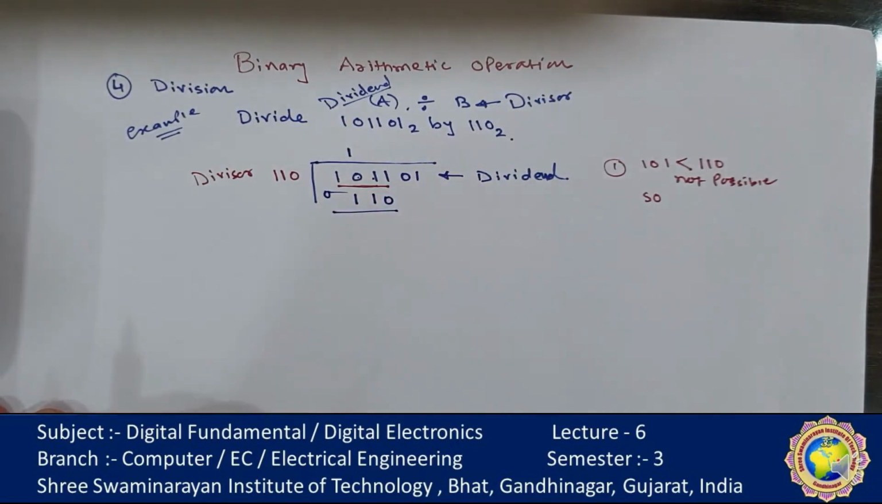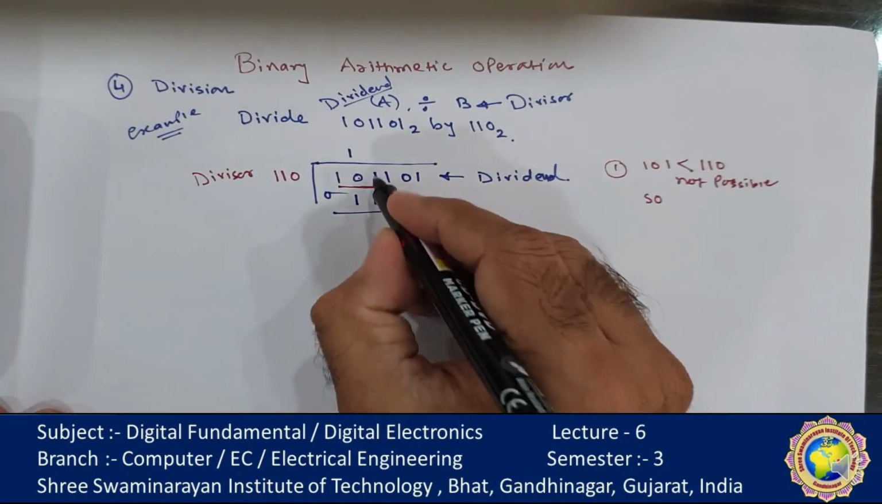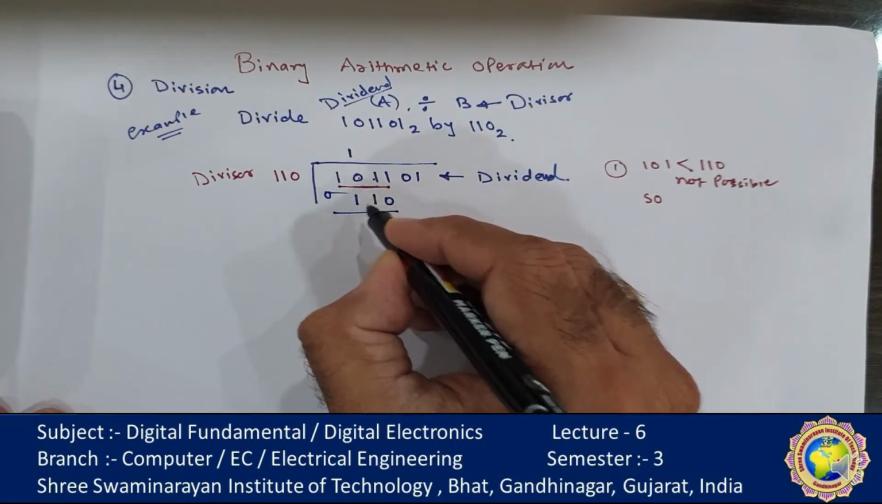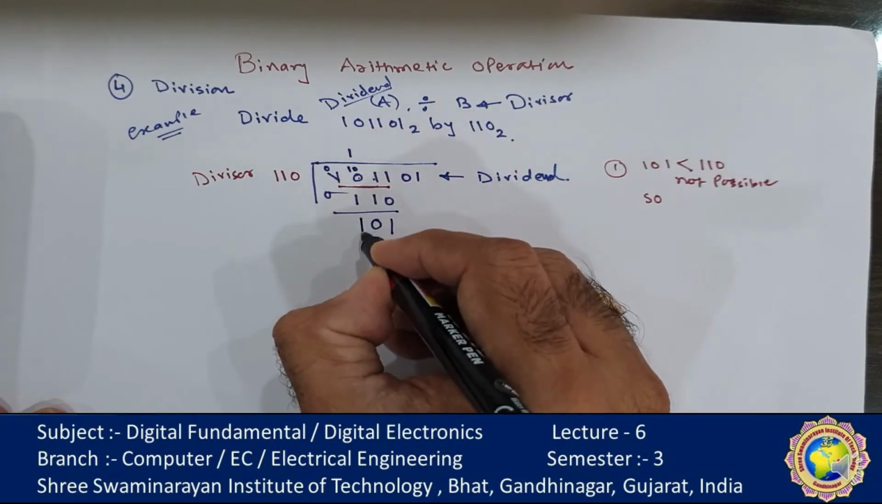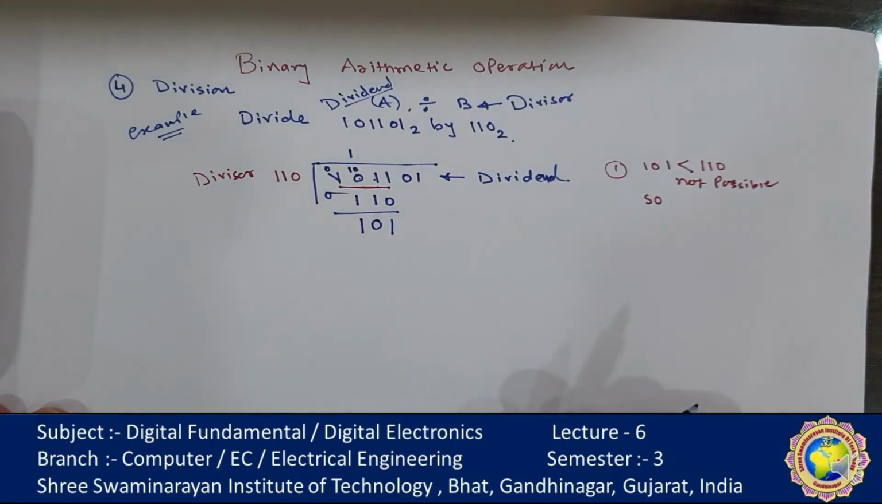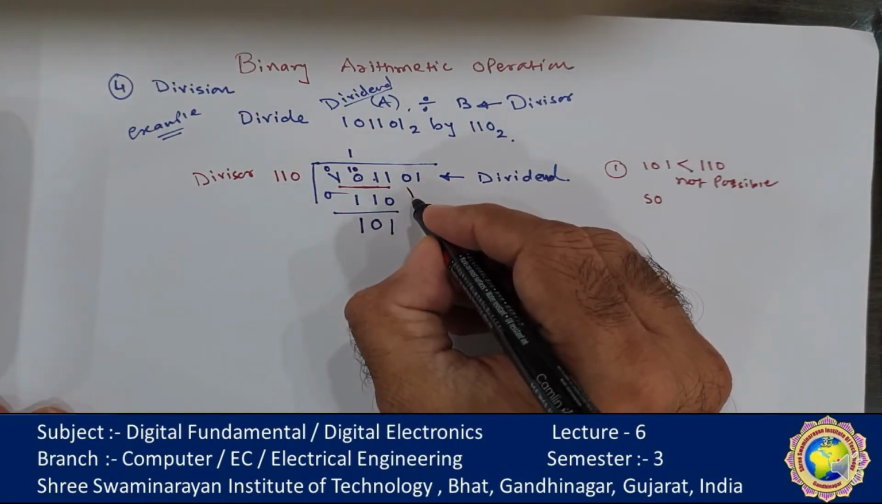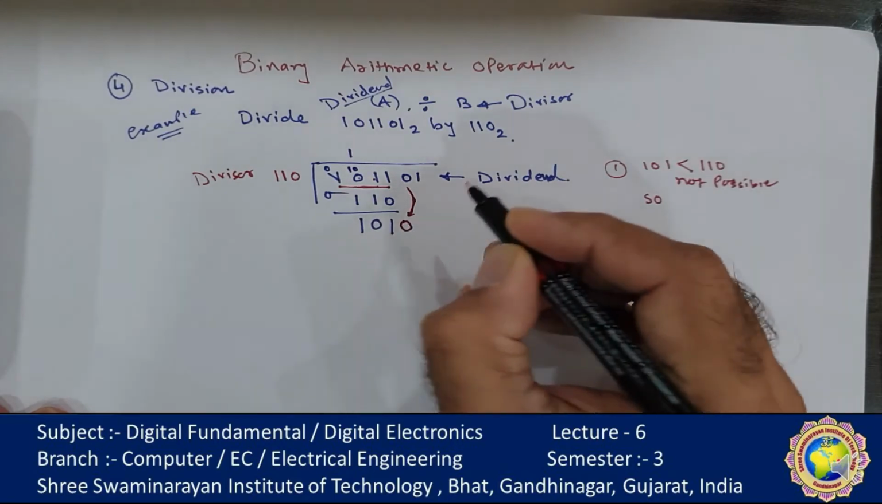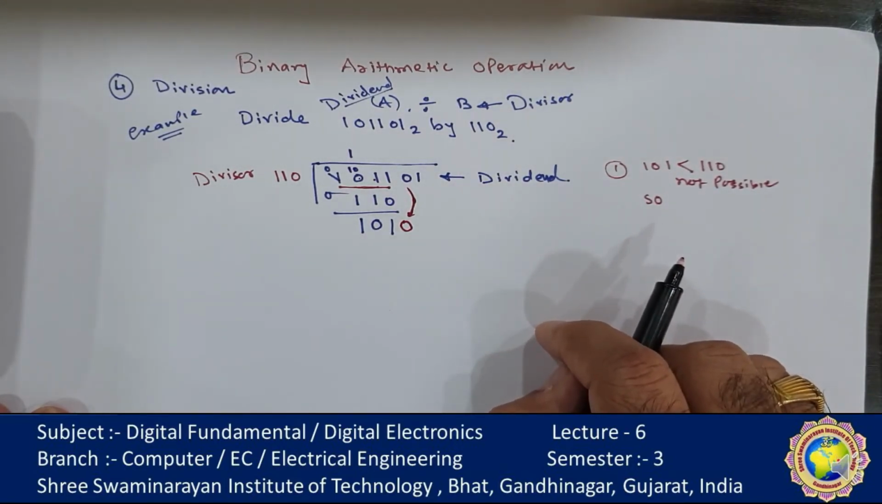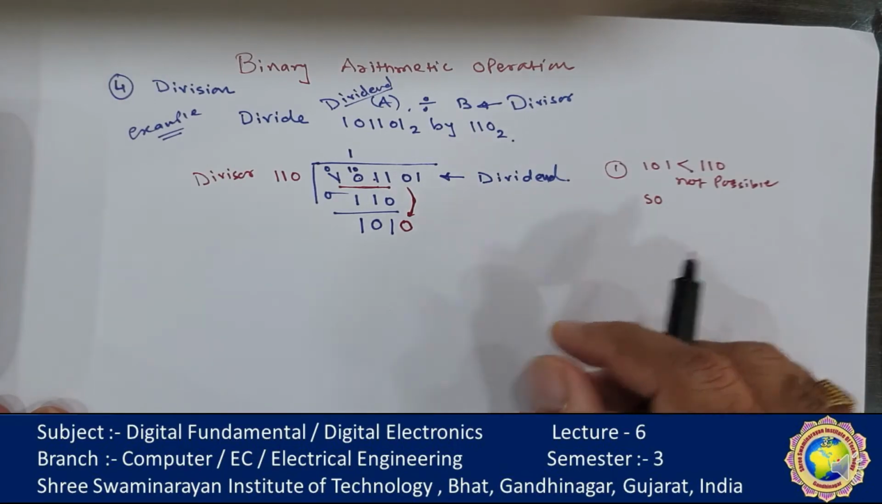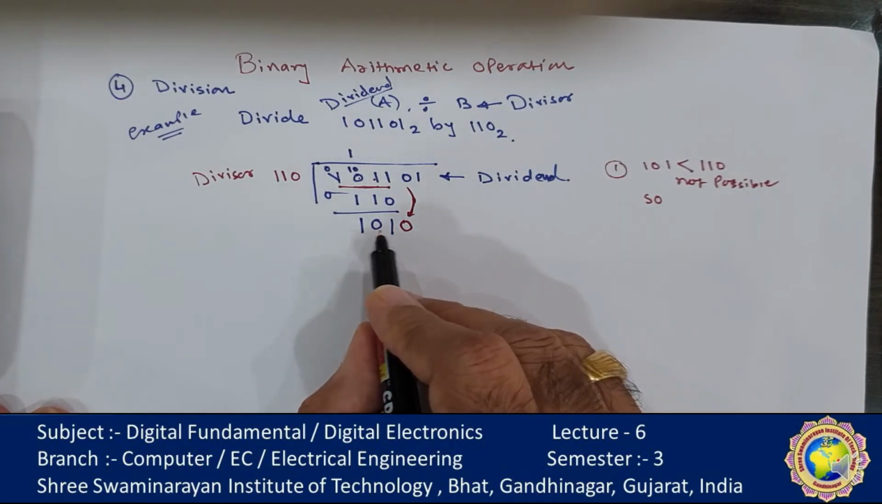Okay. Again 1 minus 0, 1, 1 minus 1, 0, 0 minus 1, the borrow we have to take, so it will become 1 0, 1 0 minus 1 is 1. Clear? Simple subtraction method is that. Now we have to take this 0 here. So it will become 1 0 1 0.